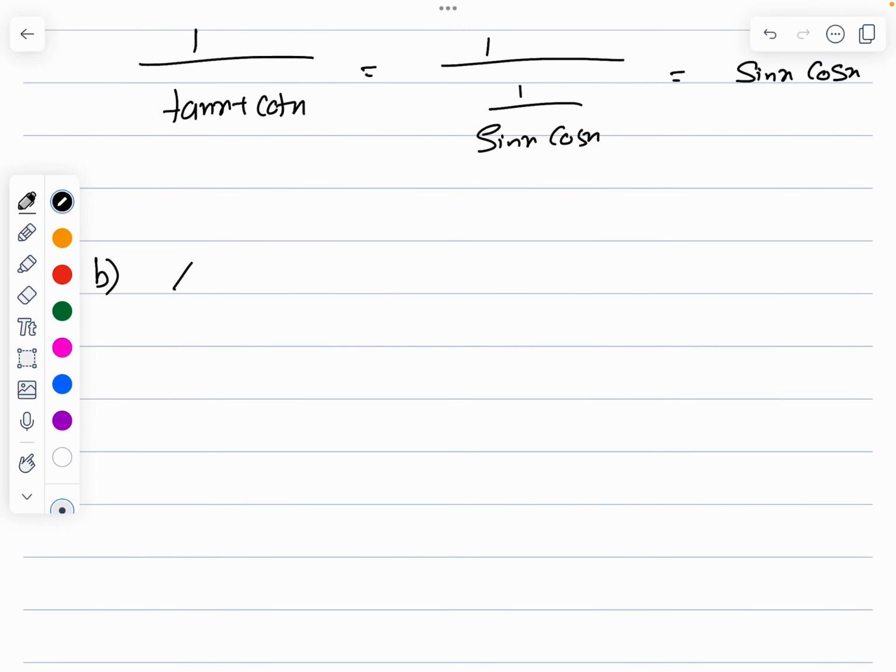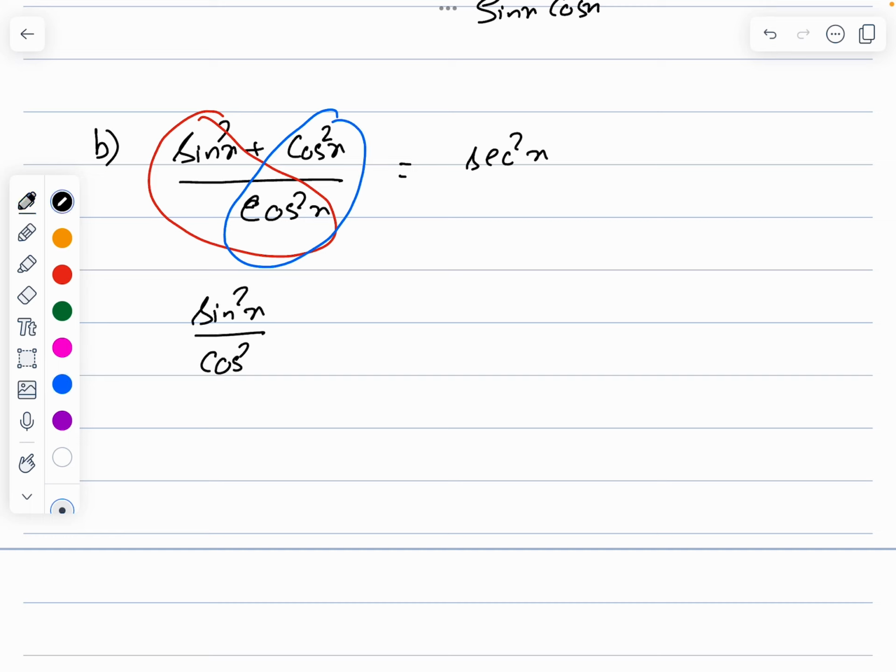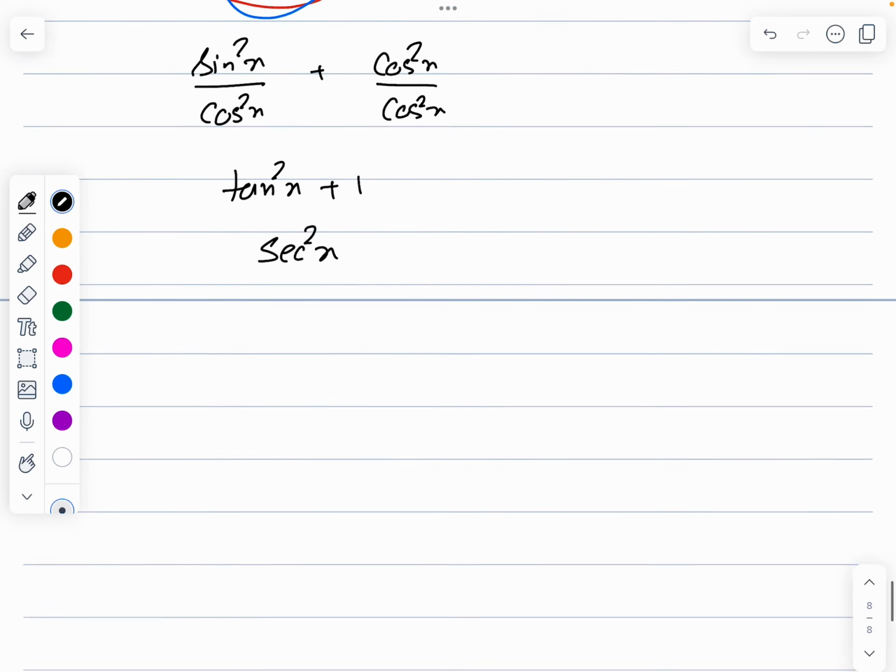Part B, prove that (sin square x plus cos square x) upon cos square x equals secant square x. So separate sin square x upon cos square x as one fraction, cos square x upon cos square x as another fraction. So it becomes sin square x upon cos square x plus cos square x upon cos square x, which is tan square x plus 1. We know the tan square x plus 1 identity is secant square x.